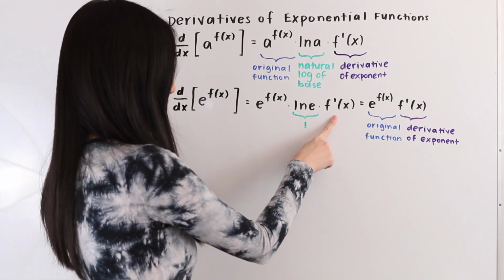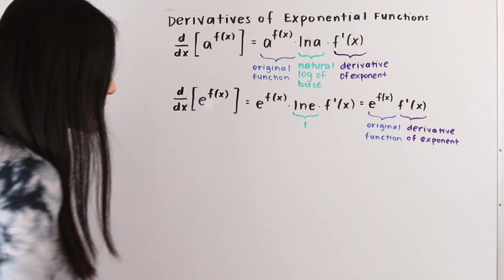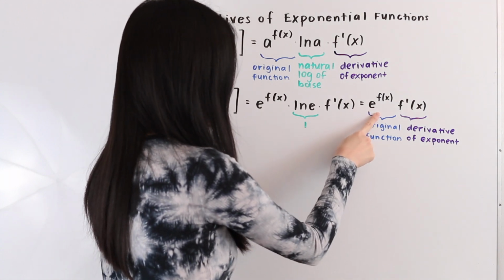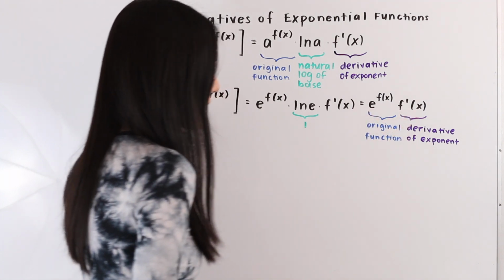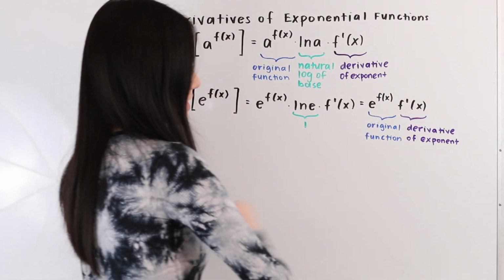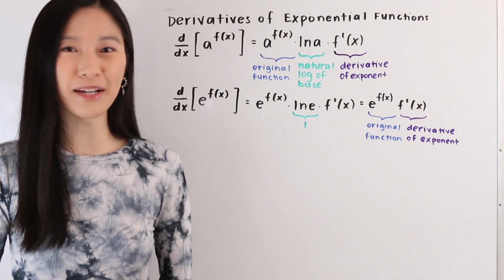And then we take the derivative of our exponent, f of x. We can simplify this because ln of e is equal to 1. So we have e to the f of x times f prime of x. All we have here is our original function, e to the f of x, times the derivative of our exponent f of x. Let's go ahead and take a look at some examples and apply these formulas.